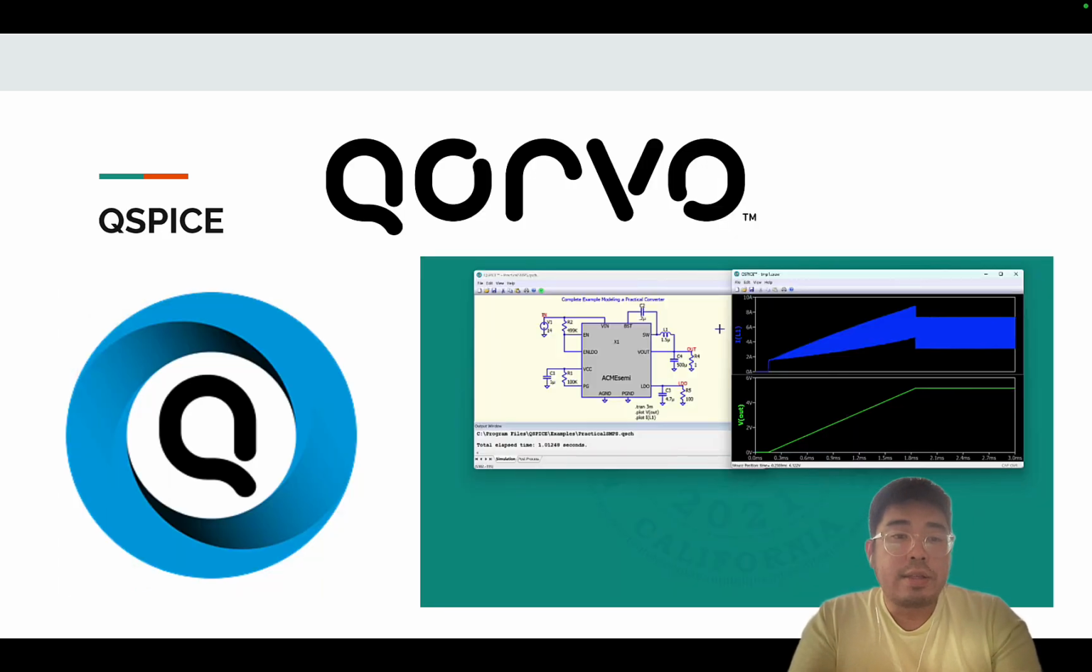Qorvo is a recent company that has made QSpice. QSpice is one of the latest installments of SPICE, with unlimited features, and it is freeware. It is quickly becoming a new favorite for many engineers and technicians in the electrical engineering and computer engineering fields. It is a new software, and its features are still being explored.